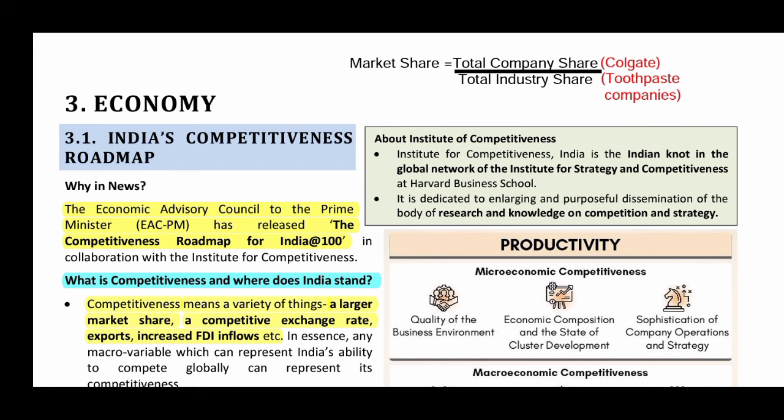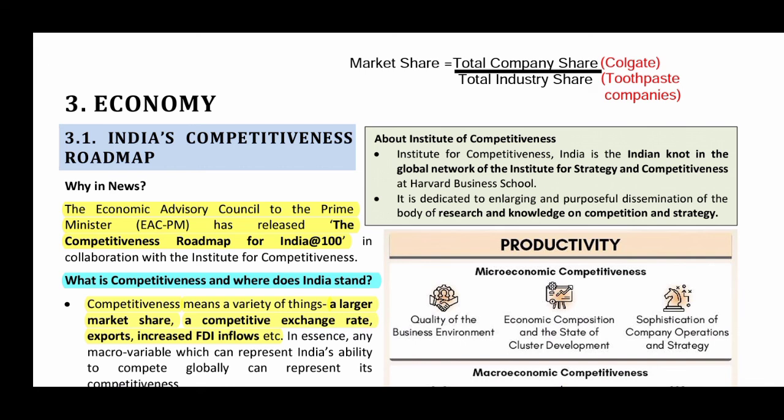It is in the news because the EAC-PM has released a report, the competitiveness roadmap for India at 100. So what type of body is EAC-PM? It means Economic Advisory Council to the Prime Minister.